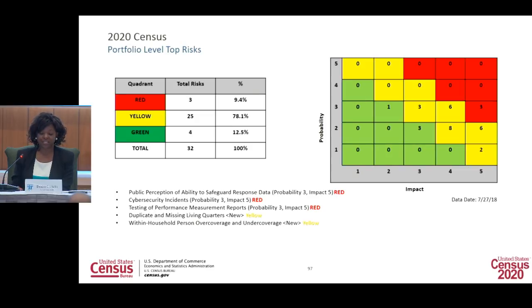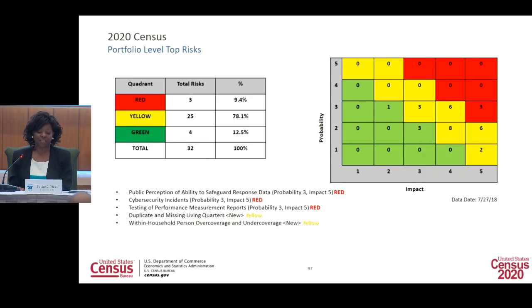Our third risk that's listed is our testing of performance measurement reports, which also has a probability of 3 and impact of 5. The impact area that's driving this risk is around customer expectation. This risk has an active mitigation plan that we are continuing to monitor the progress of through FY19 to ensure that all of our performance reports are tested and accepted. This is a relatively new risk to the register as of red, but we feel very confident that this will continue to progress and then be able to come down in its probability.